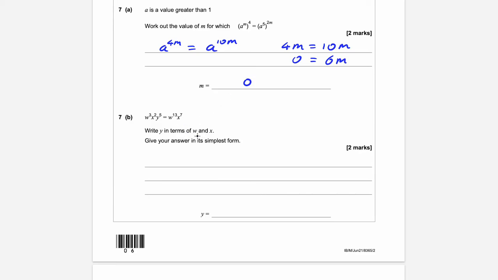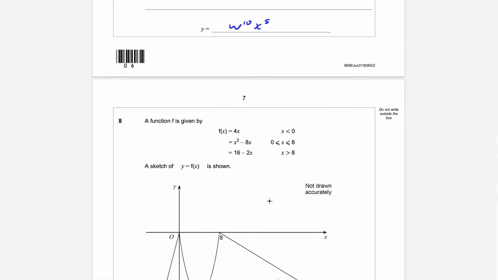Write y in terms of w and x. Okay, that's not difficult, guys. Let's get the y to the 5 here. We've our w to the 13 times x to the 7 over w to the 3 x to the 2. Okay, this equals, I just need to, guys, subtract the powers for the w. So that's going to be w to the 10 and subtract the powers here, and I get x to the 5. So it's just y equals w to the 10 x to the 5.